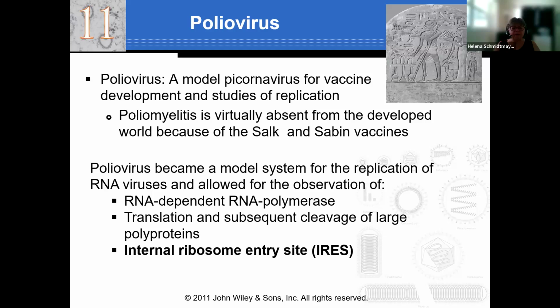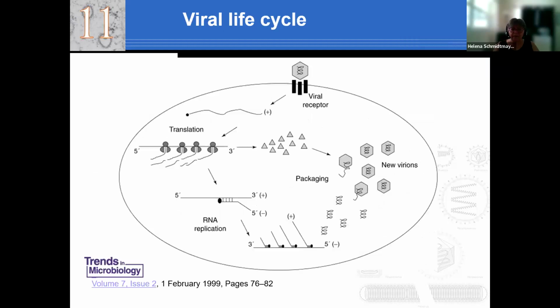Once poliovirus became a model organism, it actually helped us to develop knowledge on RNA-dependent RNA polymerases, translation of the plus RNA, and also IRES, which we will talk about later on.